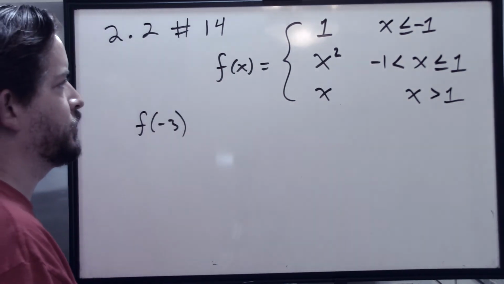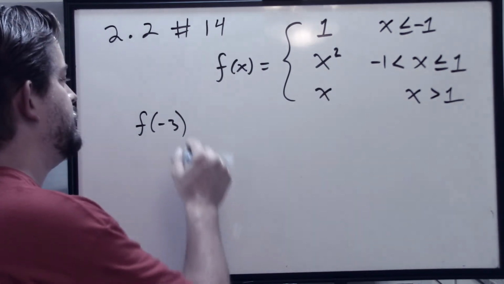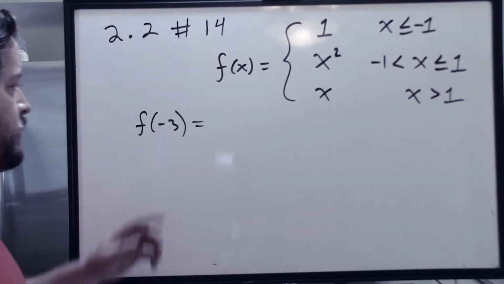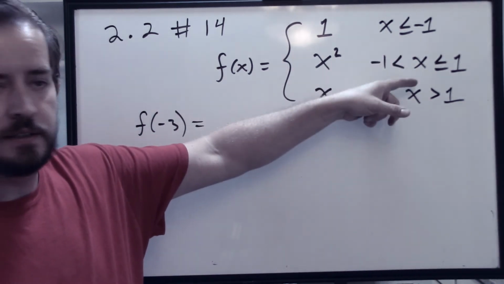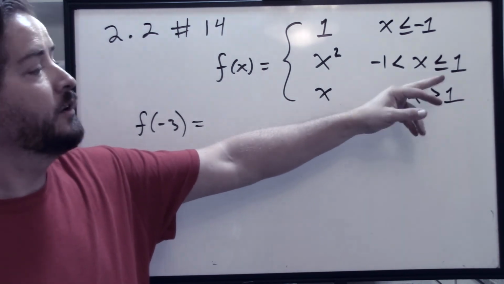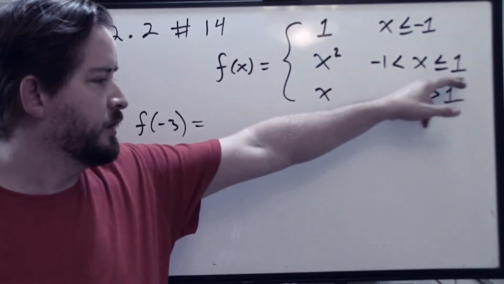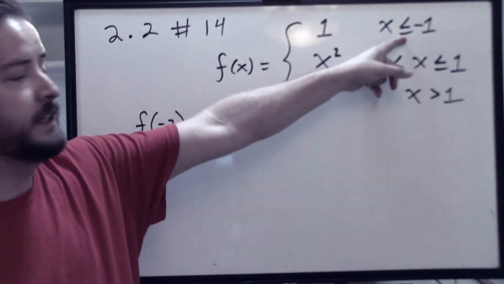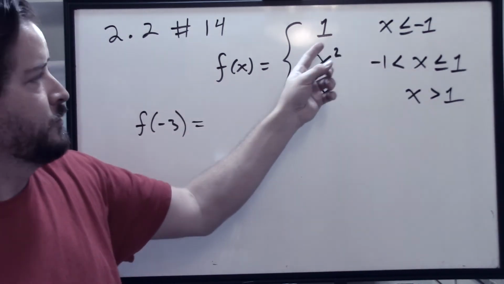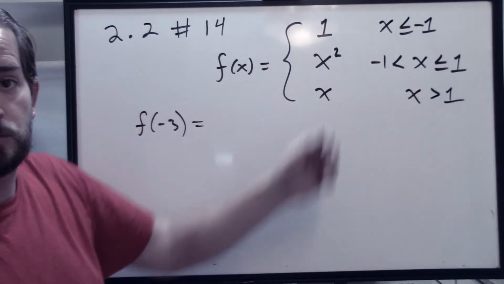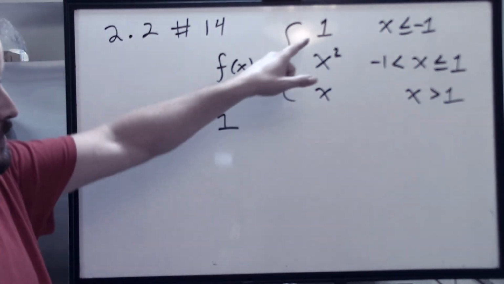I'll do a few of them for you, but not all of them, because there's like 7 of them. But f of -3, in order to find out what the value is, I have to see where -3 fits. Is -3 greater than 1? Nope, this one doesn't work. Is -3 somewhere between -1 and 1? Nope. But -3 is indeed less than -1, so it fits the qualifier up here for me to use this function. The function is 1, so f of -3 is 1.